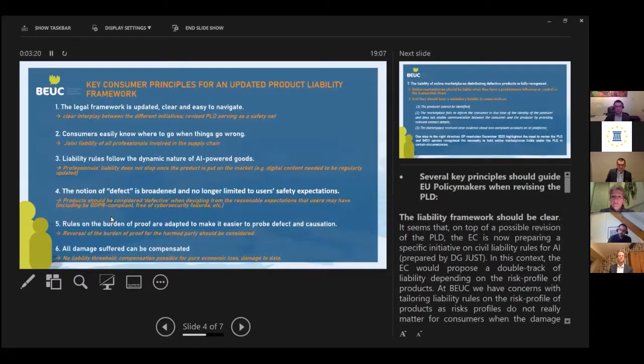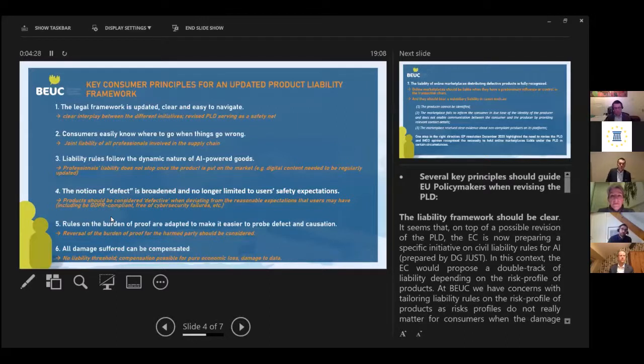So taking a bit of inspiration from the work done by Christian, we try to define what those consumer principles are for an updated product liability framework. And I think we all agree that we need a clear framework, something that is updated and easy to navigate for the consumer. I think here it's extremely important to keep consistency and harmony between the different instruments regulating different liability situations. So, for example, the Commission is now going to propose a liability system for high-risk AI products, which, of course, has merits for having something tailored for high-risk products, but we cannot forget that the wide majority of consumer products will most likely fall in the scope of the product liability directive or national tort regimes. So it's extremely important to have a product liability regime which is updated, because ultimately it works as a safety net for consumers.